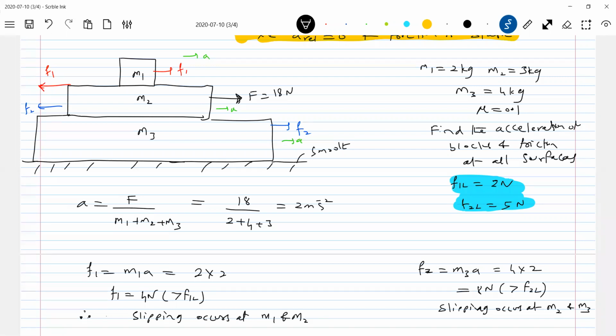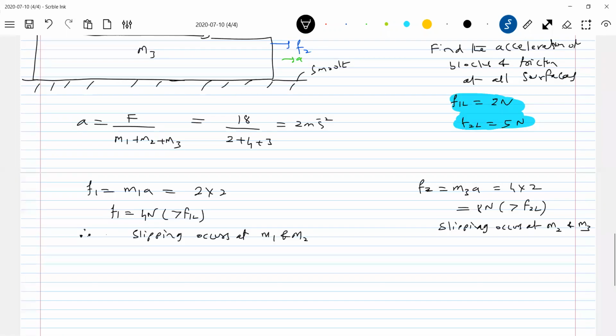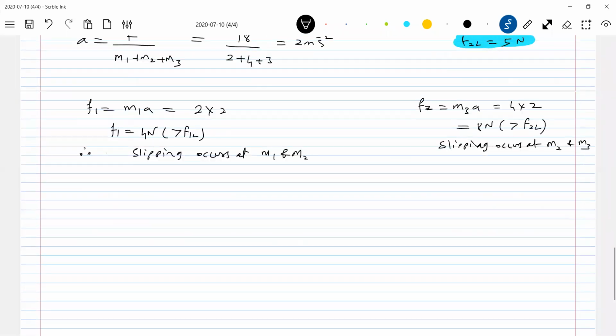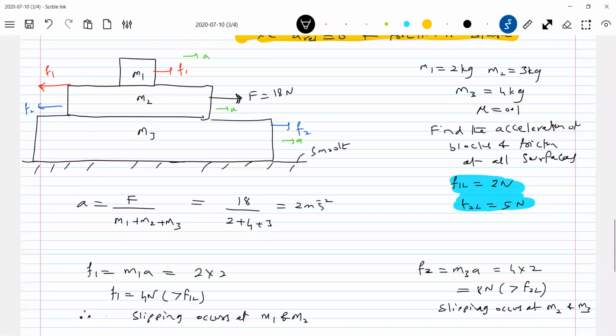Okay, is there any possibility that slipping occurs at 1, 2 and no slipping occurs at 2, 3? Can it be? So how many things are there? First, no slipping occurs at all surfaces. What was the assumption? No slipping occurs at all surfaces. In fact, slipping occurs at all surfaces, what we got. So what we assumed is wrong. So what is the next option possible?